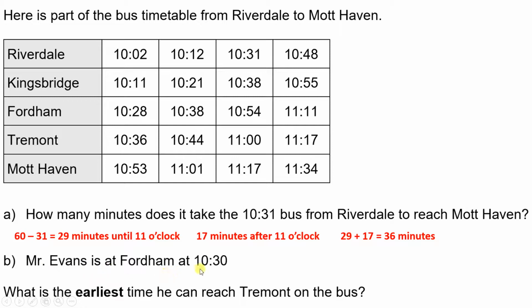Mr. Evans is at Fordham at 10:30. What is the earliest time he can reach Tremont on the bus? So he's at Fordham at 10:30. So he's missed this 10:28 bus, but the next one is 10:38, so he'll still be able to get on this one. And Tremont is the next stop, so if we read down to Tremont, he gets to Tremont at 10:44. If he gets on the earliest bus that he can, which is this one.